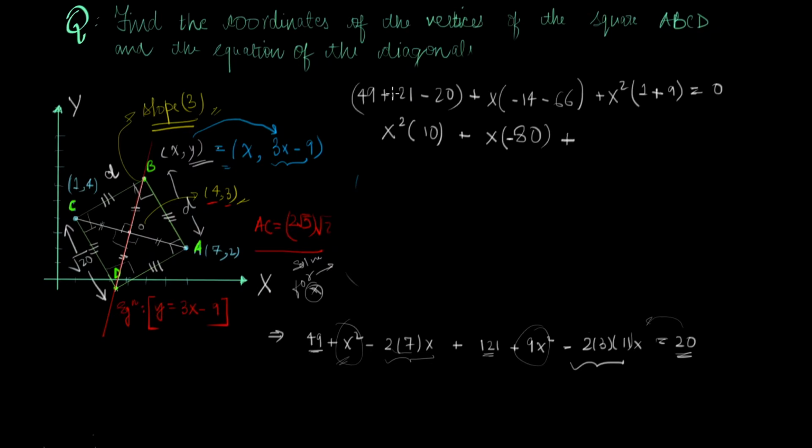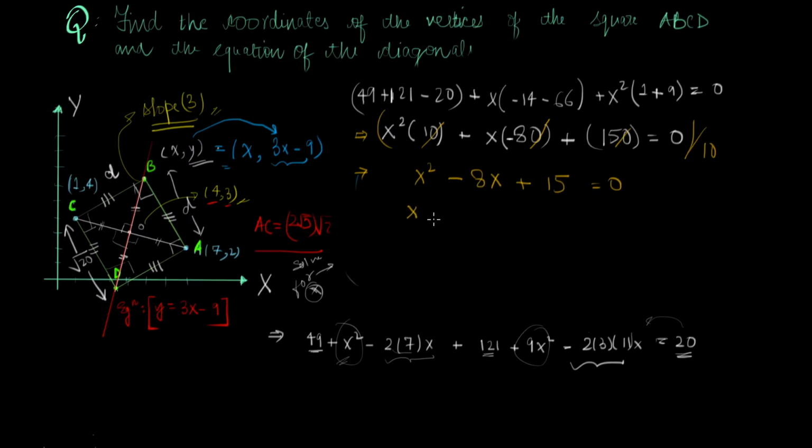So the constants would now add up to be, well, 121 plus 49 would be, we can add the 9 first to make them 130, and 130 plus 40 is 170, and 170 minus 20 is 150, like so. That is equal to 0. So we're getting to our answer now. What we can do at this point is divide the entire equation by 10 to get rid of the coefficients, and we're left with x squared minus 8x plus 15 equals 0.